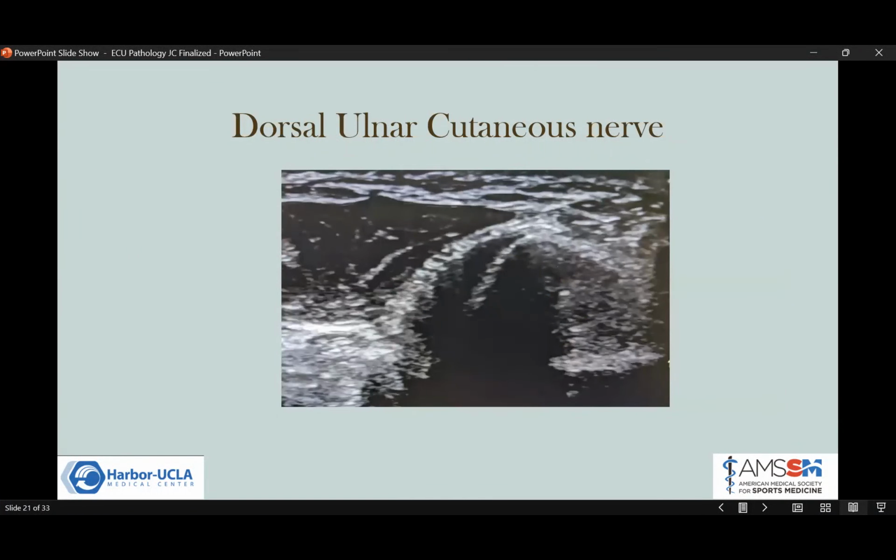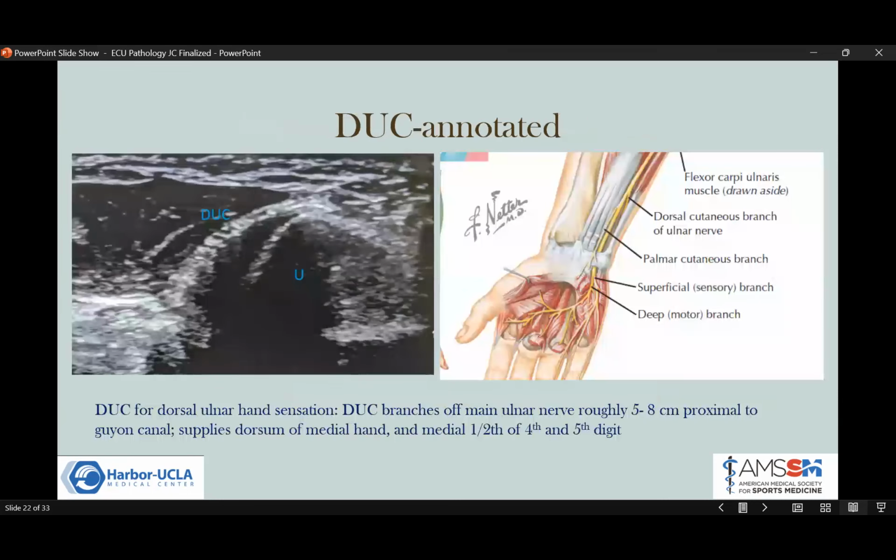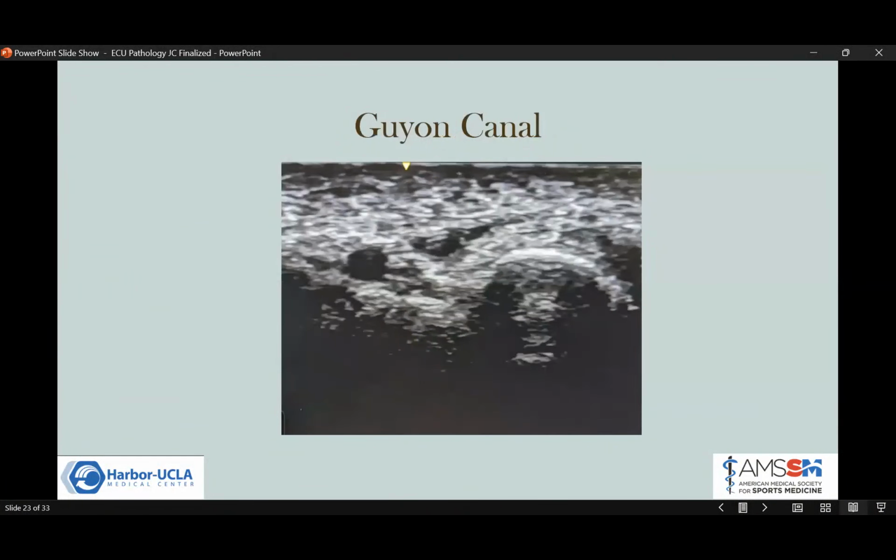Continuing my scanning, here I am looking at the dorsal ulnar cutaneous nerve branching off of the main ulnar nerve. Usually the DUC nerve branches off about 5 to 8 centimeters proximal to the Guyon canal, and it supplies the dorsal medial hand and the medial first half of the 4th digit and the 5th digit. And then we have a beautiful Netter's diagram showing the DUC branching off the ulnar nerve, and we'll talk a little bit about the superficial and deep nerve soon.